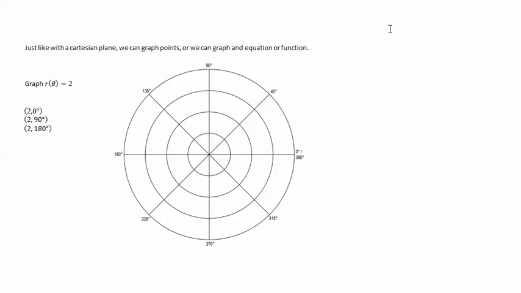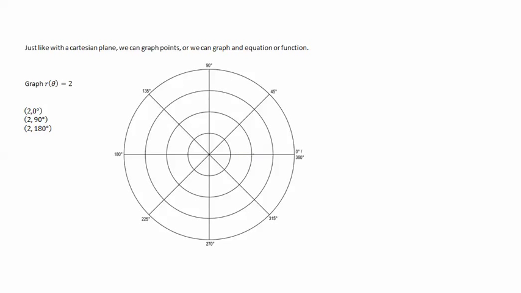The last part of this lesson is going to talk about functions. So when we talked about Cartesian planes, we can graph points, certain coordinates, or we can also graph an equation or a function. So let's look at the most basic function. r of theta equals 2. So r equals 2 is essentially our equation. That means for any theta, no matter what our theta is, we're going to have r equal to 2.